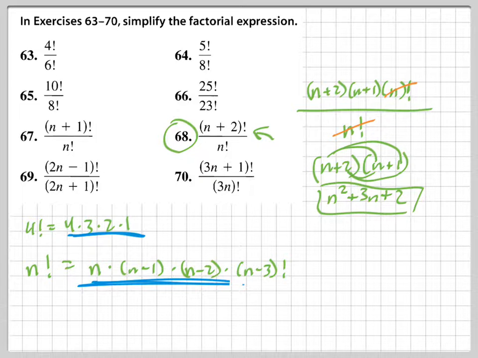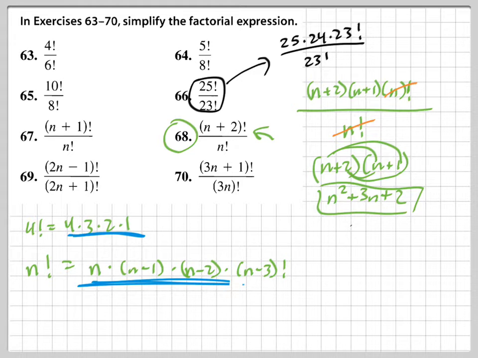But maybe I should have started with the easier ones, like this one right here. Okay, if I was to simplify this one, I'm going to choose the top number to expand because the bottom number is the smaller number. So the top number would be 25 times 24 times 23 factorial. And I'm going to stop right there because on the bottom I have 23 factorial. And I can cancel those out. So I have 25 times 24. Multiply those together and you get your answer for that one.